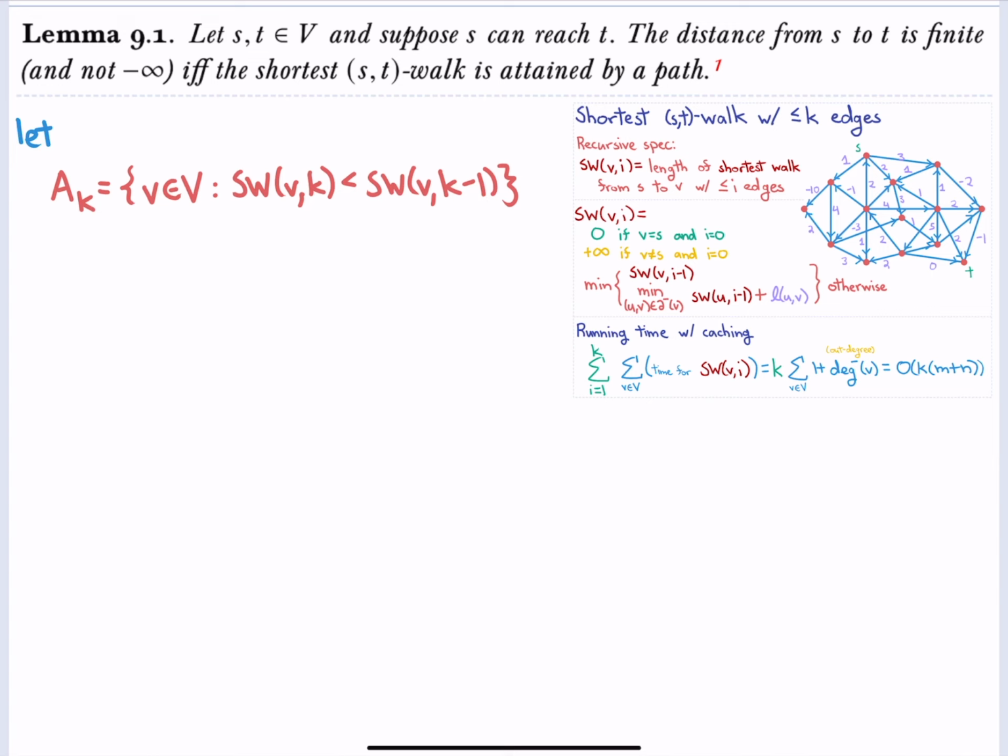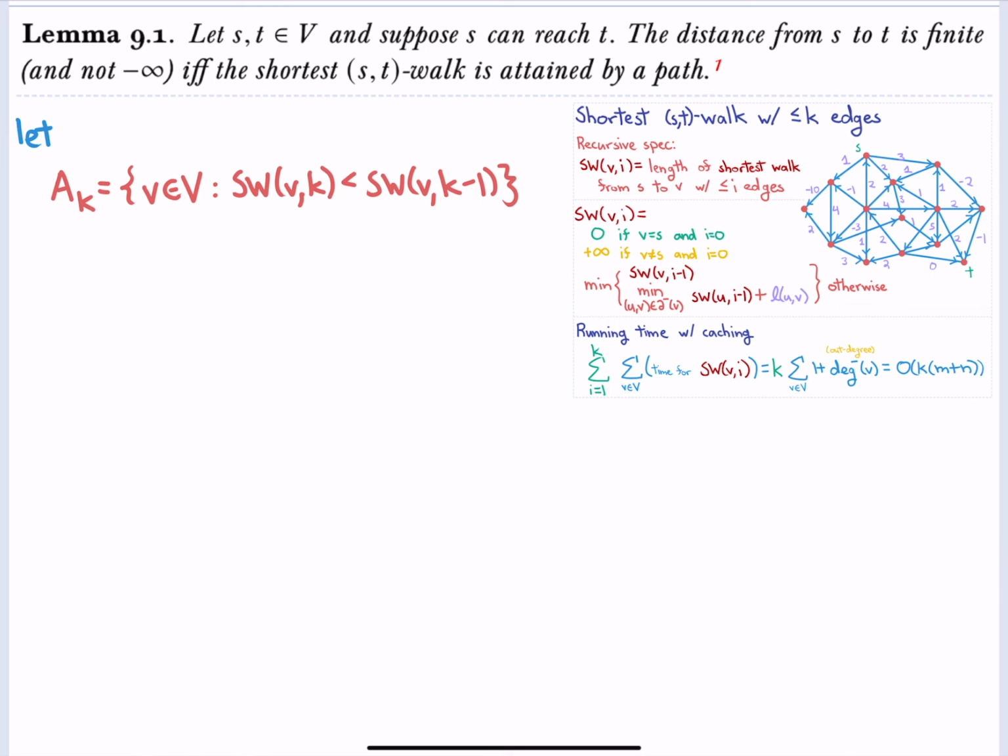I'm defining the set A sub k. These are the vertices where the kth edge decreases the distance. Okay, so these are the vertices where the shortest walk from S to V with k edges is strictly less than the shortest walk with k minus 1 edges. That kth edge helped for that vertex. So A sub k are the ones that keep improving in round k.